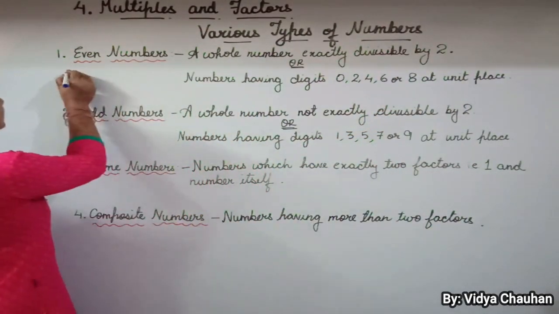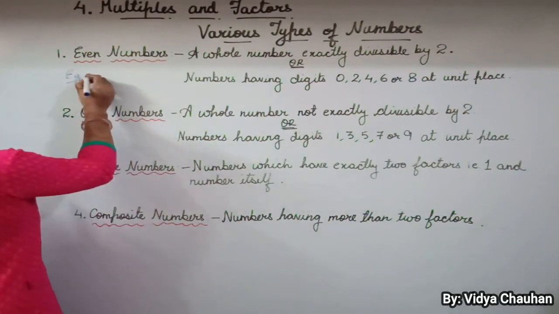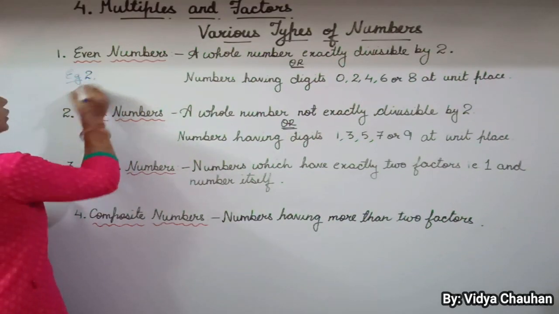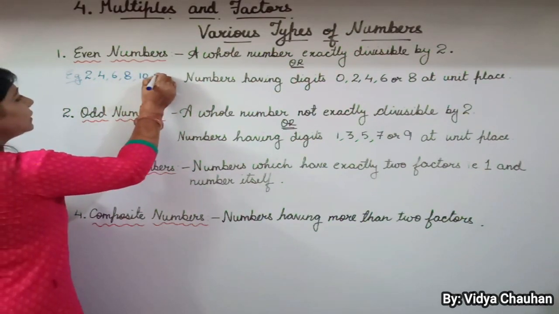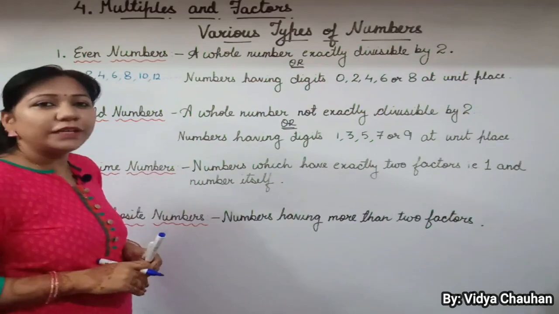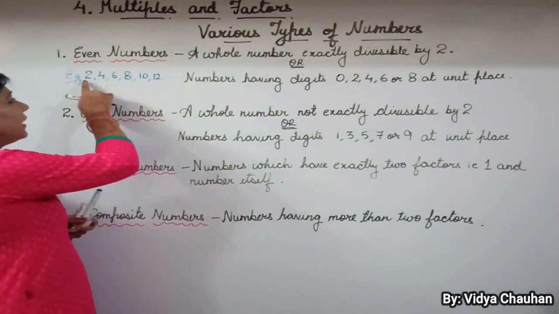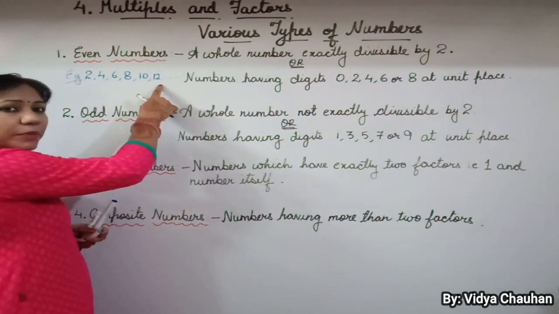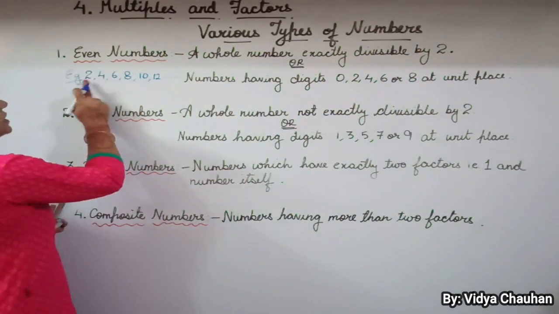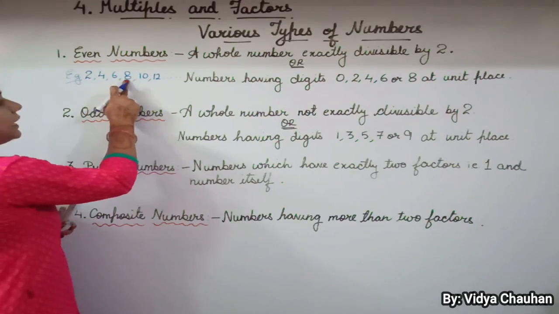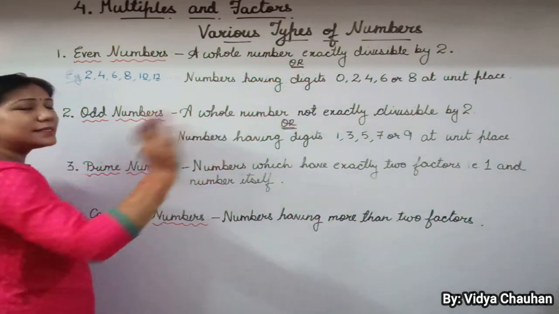For example, if we say even numbers, they start with 2, 4, 6, 8, 10, 12 and so on till infinity. All these are even numbers. So both criteria are satisfied. Every number is divisible by 2, that means all these numbers come in the table of 2. At the same time, at the unit place we have 2, 4, 6, 8, 0, then again 2, 4, 6, 8, 0.